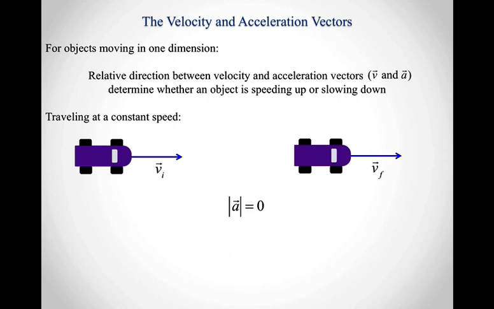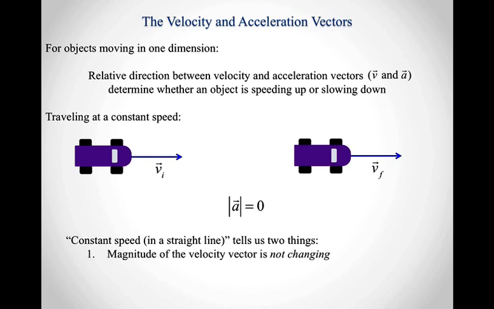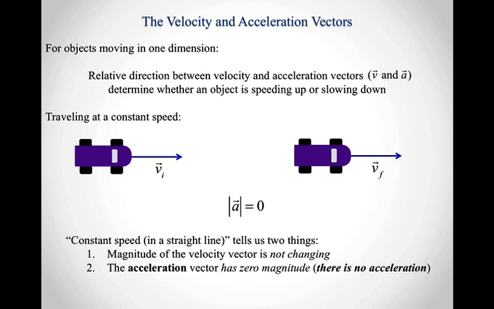So traveling at a constant speed, again, tells me two pieces of information. And again, I'm going to add in the constant speed in a straight line. And we'll see why that detail matters when we start to think about turning in a minute. But constant speed in a straight line is telling me two things. One, of course, is that the magnitude of the velocity vector is not changing. Whatever its magnitude is, that magnitude stays the same as it moves across in a straight line. It does that because there is no acceleration. So the acceleration vector has a zero magnitude. That's why our object is able to move in a straight line at a constant speed.